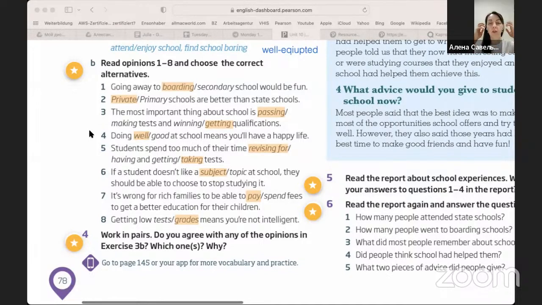Students spend much of their time revising for and taking tests. Taking tests, not getting. Maybe yes. Maybe a lot of students spend too much time revising for and taking tests.